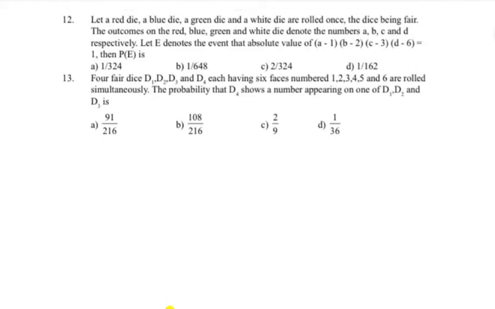So he is saying that a red die, blue die, green die and white die are rolled once. The dice are fair. The outcomes on the red, blue, green, white are denoted with numbers A, B, C, D. That means A may take the value 1, 2, 3, 4, 5, 6. B also may take the value 1, 2, 3, 4, 5, 6. E denotes the event that the absolute value of this expression equals 1.